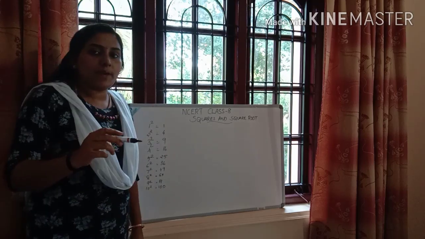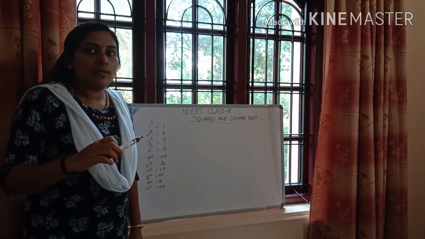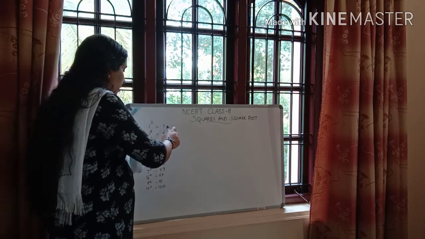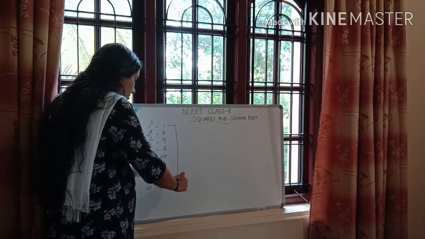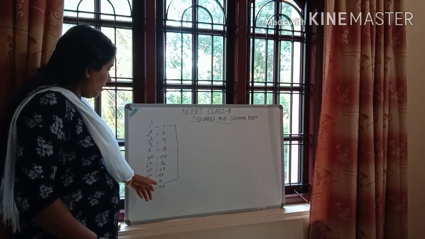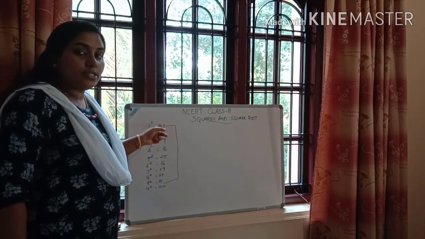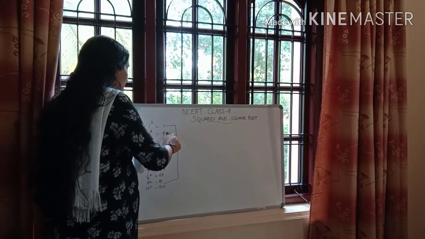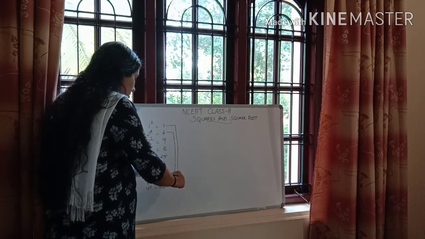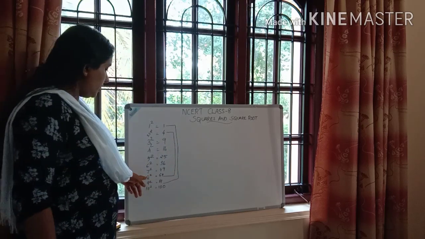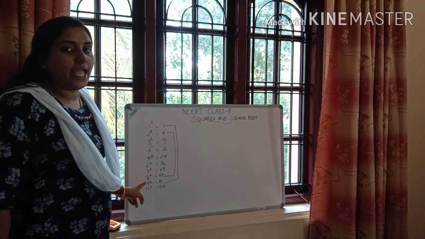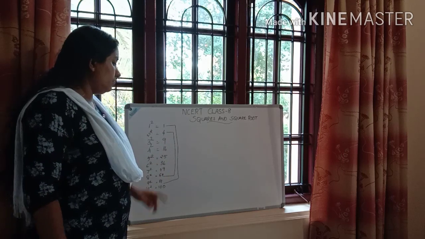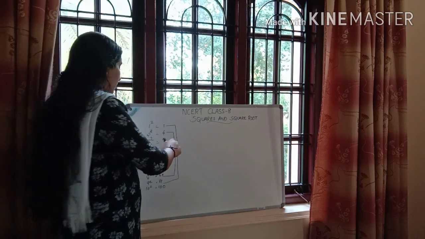In the units place, some numbers give equal results. See here, 1 and 9: the square of these numbers ends with 1. Here see 2 and 8: the square of 2 and 8 will end with 4. Here 4, here 64.